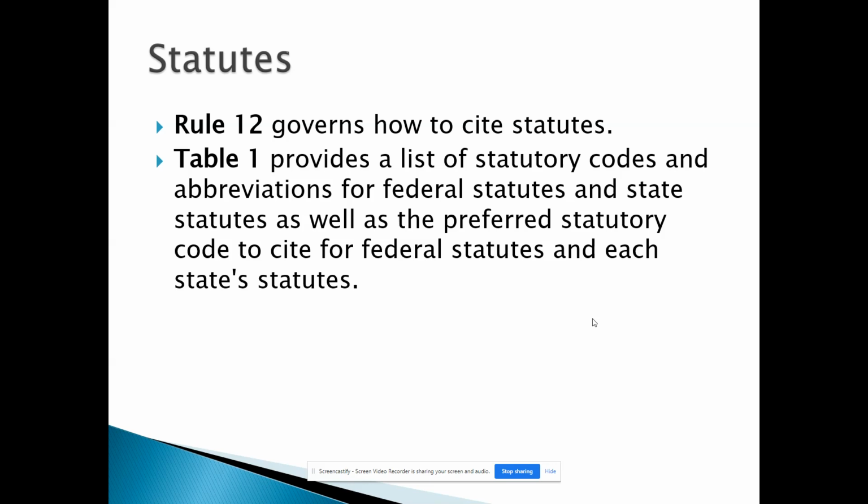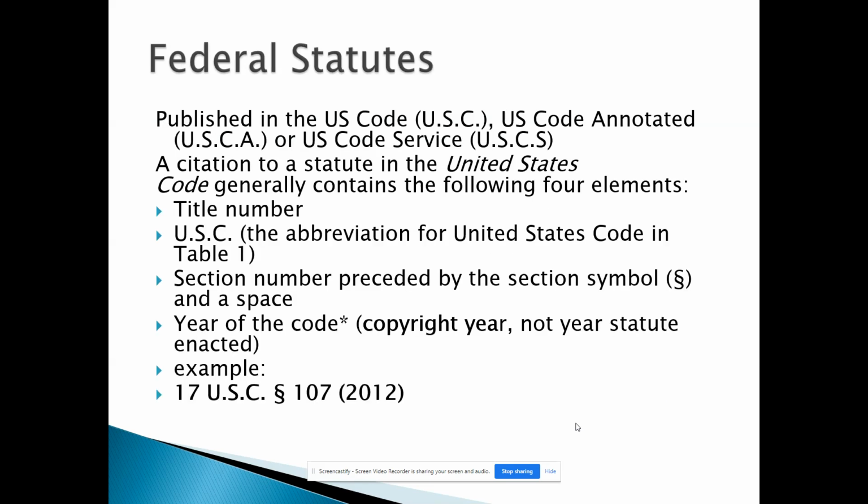And Table 1, remember T1, which is the one with the blue stripe, is where the tables are. That has the list of all the statutory codes and abbreviations. So what you do is you go to your state, Indiana, go to the index, go to Indiana, and then you go to the page in T1 that talks about how Indiana statutes are cited, and you use that as a model. It's kind of all you got to do.